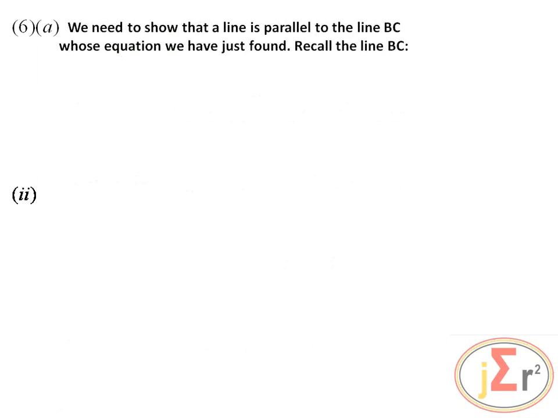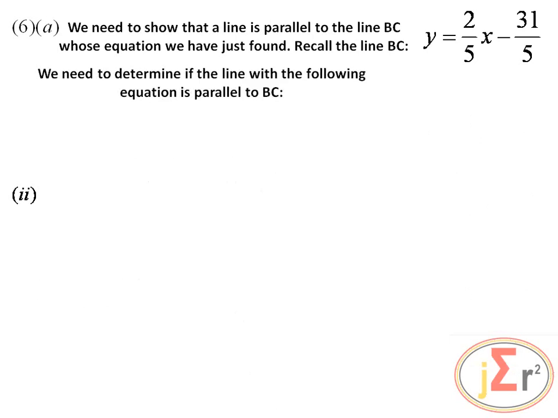We need to show that a line is parallel to the line BC whose equation we have just found. Recall the line BC. That is the line BC. We need to determine if the line with the following equation is parallel to BC: 2x minus 5y is equal to 1. Is that line parallel to BC?